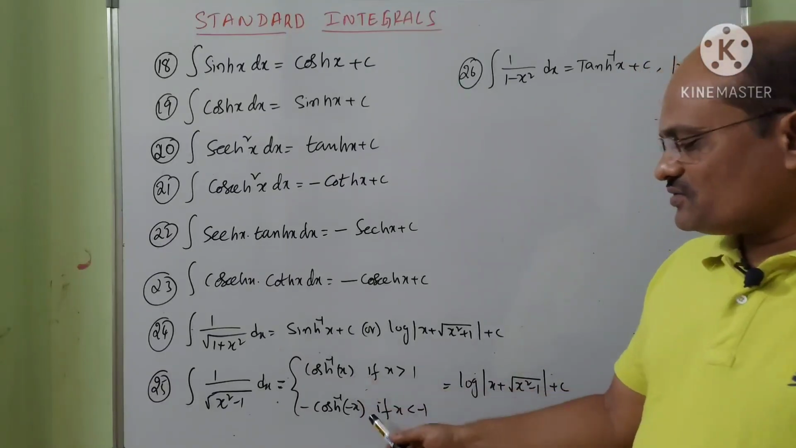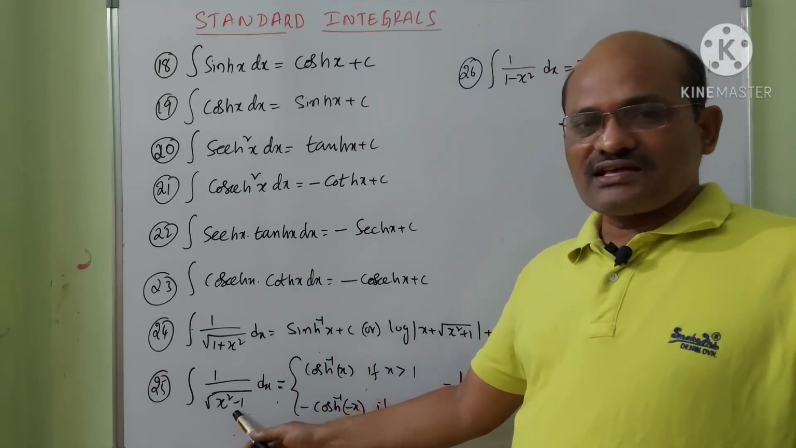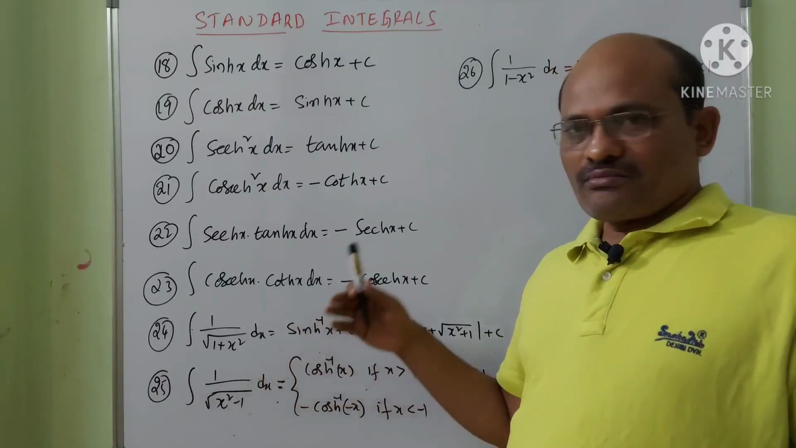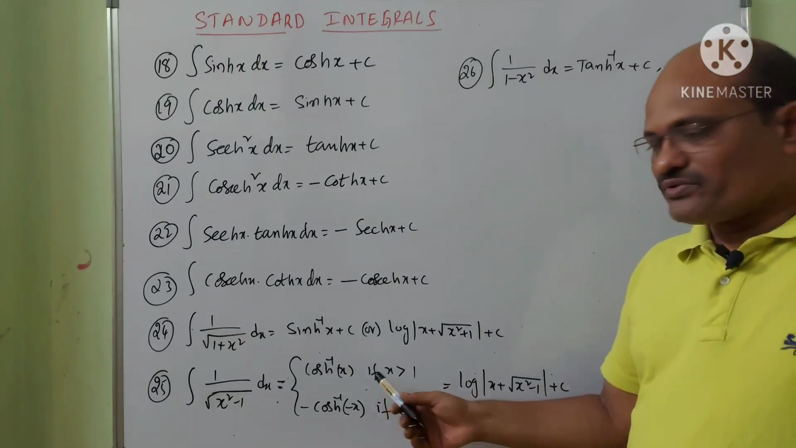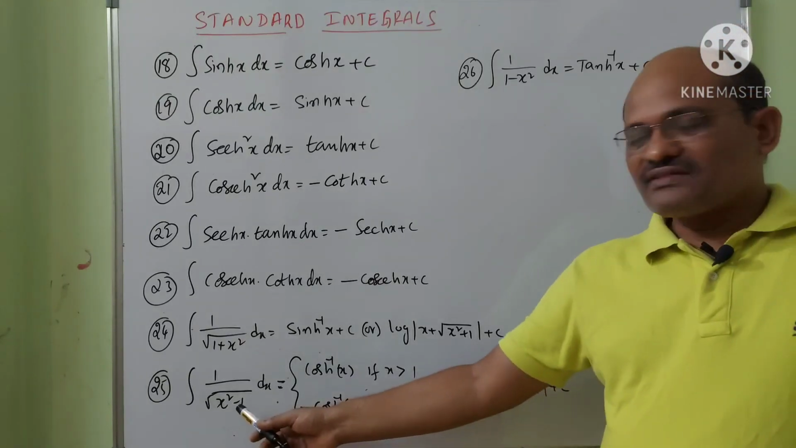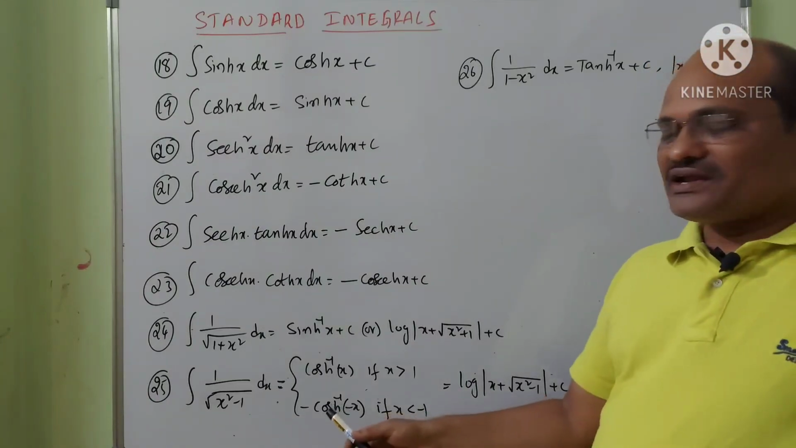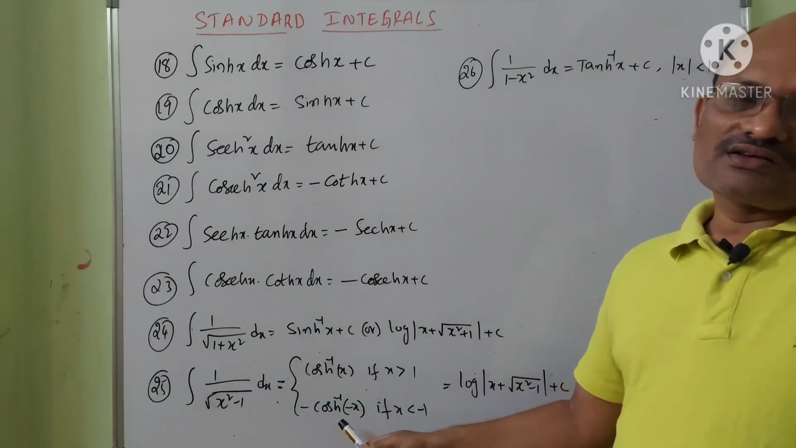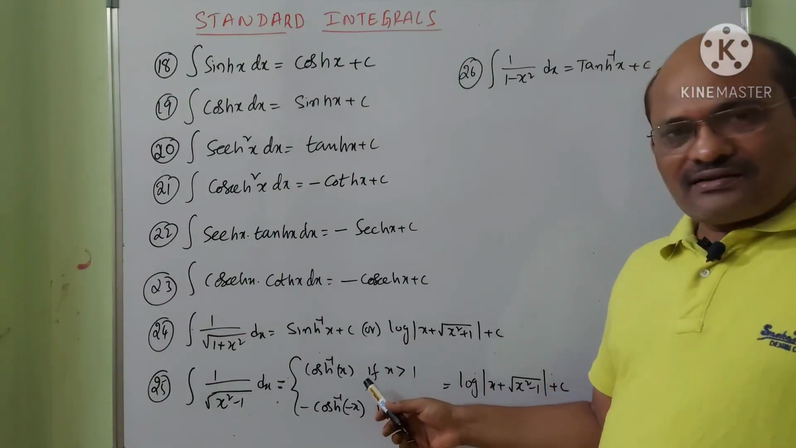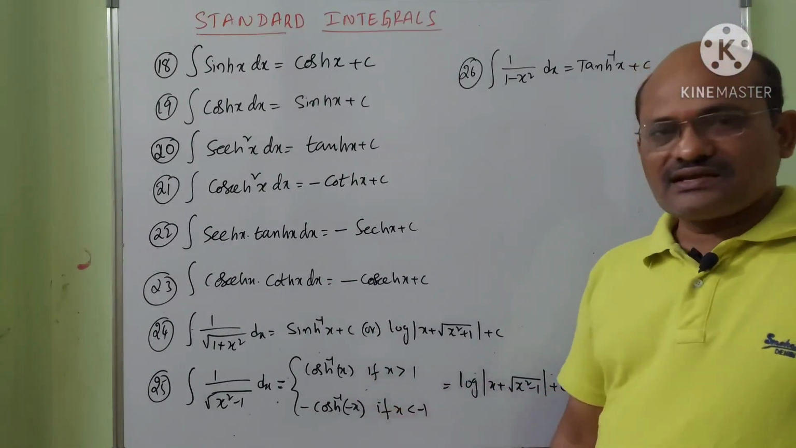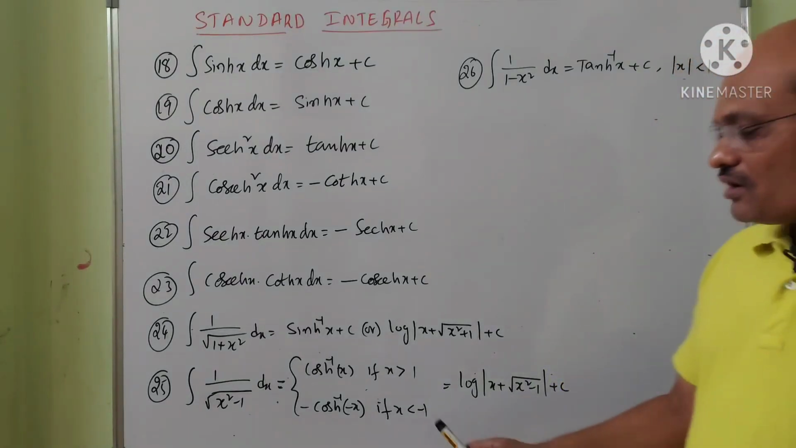It can be expressed in two ways. Students, here the domain of this function is outside of minus 1 and plus 1, so it can be expressed in two ways. If x is greater than 1, the integration becomes cosh inverse x. If x is less than minus 1, the integration becomes minus of cosh inverse of minus x. You can learn these two things in inverse trigonometric functions.